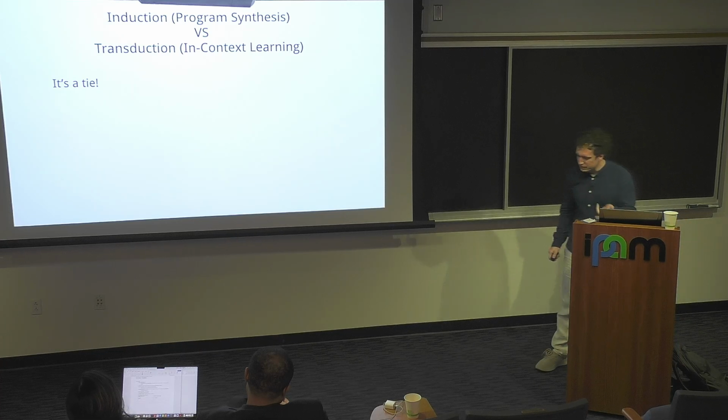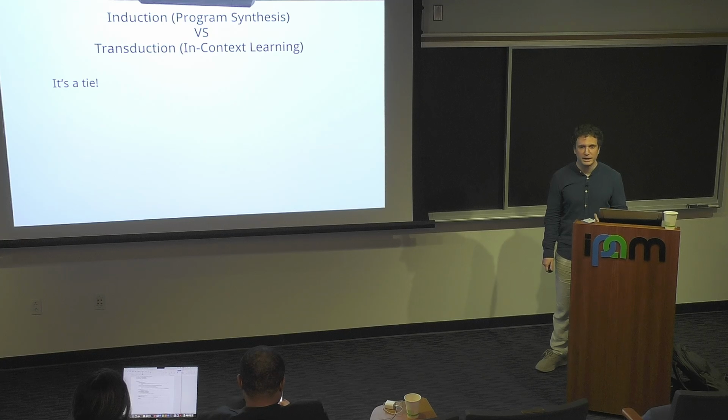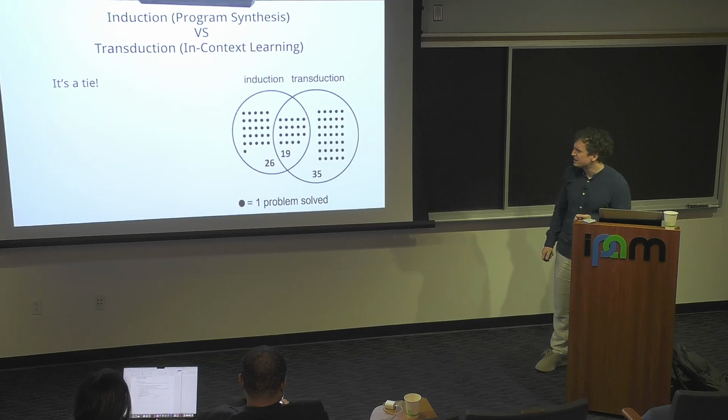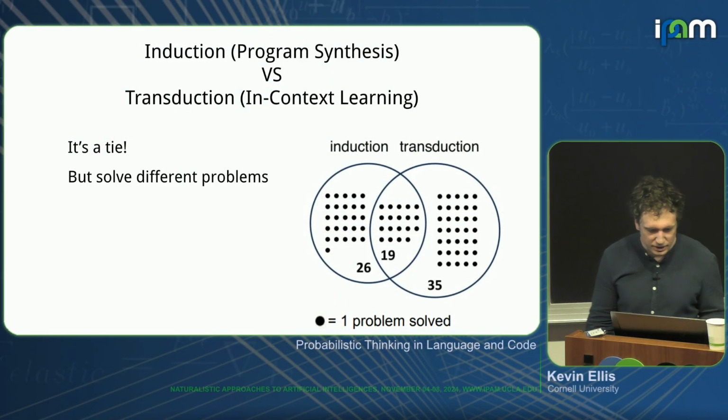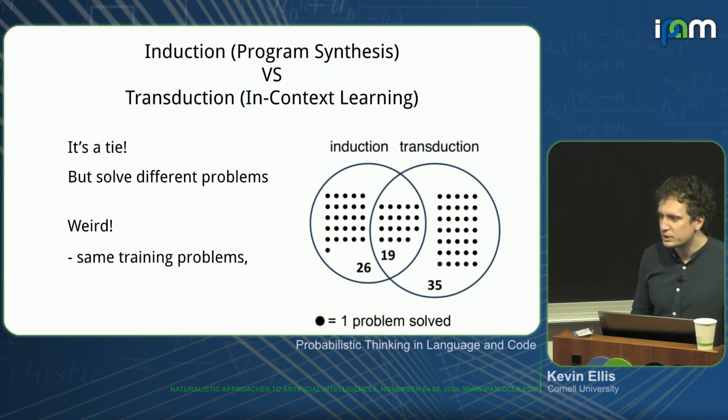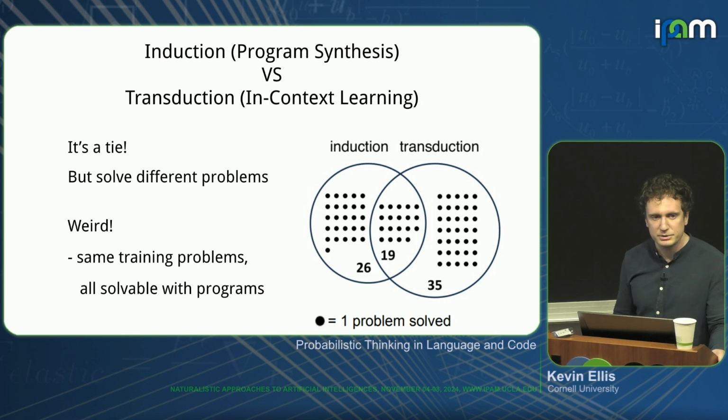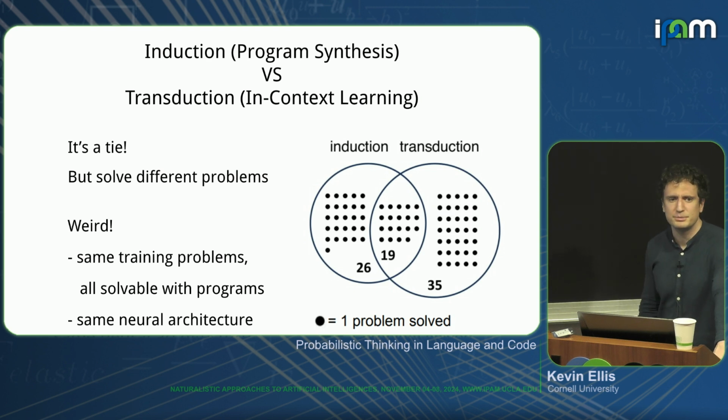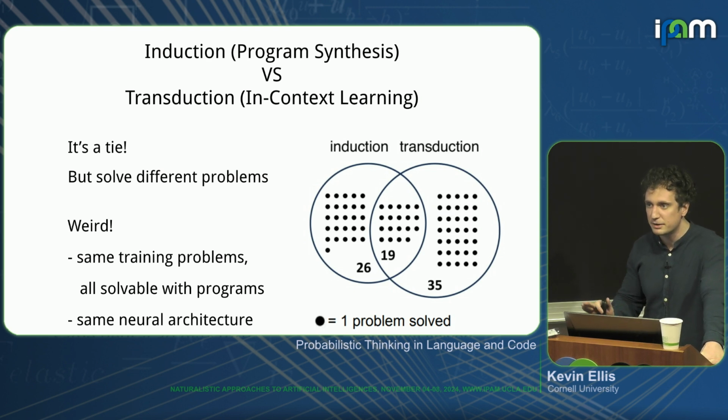So then I thought, well, that must be because there's easy problems and hard problems. And they both solve the easy ones, and they're both not solving the hard ones. So then we made a Venn diagram of what each of them solve, and that's not what's going on. So this is very strange because they were trained on the same problems. Every single problem they ever saw was solvable with a program. And they were both fine-tuned from the same base Llama model. So this is not accounted for by some difference in pre-training.